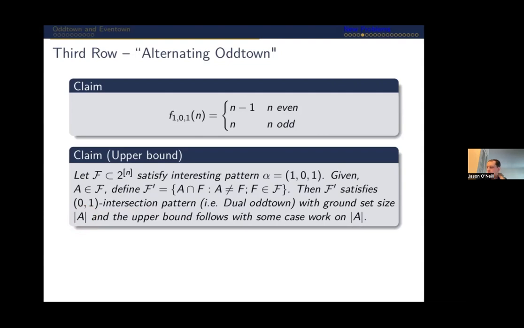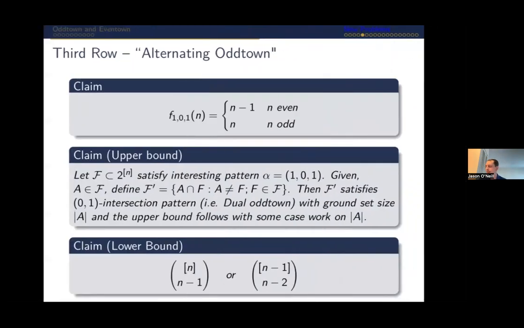So what does that mean? That means that if I have a very small set, we can't be very large. If I'm going to satisfy alternating oddtown, I can't have small sets, because then you can create a dual eventown with not too many elements. So what that tells us is if we want to construct a good alternating oddtown, the sets have to be large. And that is exhibited in these constructions.